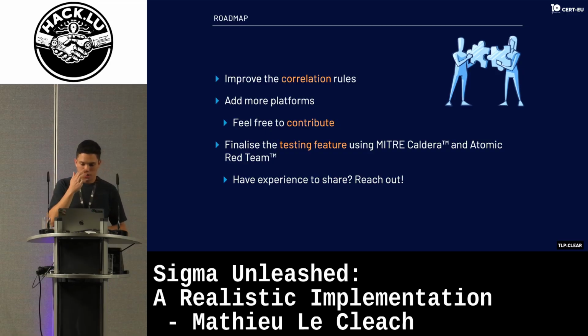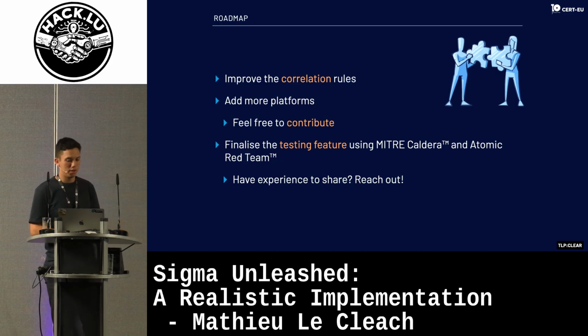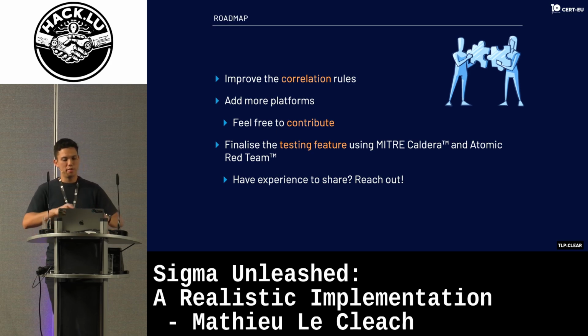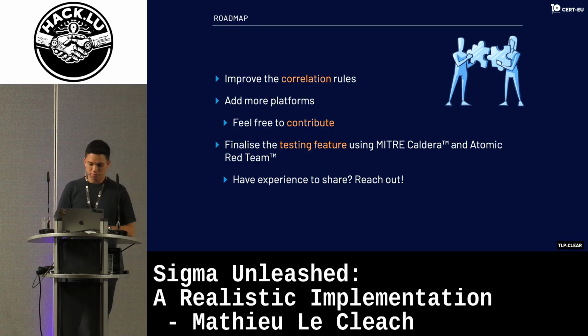Since the launch, we have already some contribution, but we still need to improve the correlation of the rules, because Sigma has introduced a new engine for the correlation of the rules. Droid needs to better handle the rules if the log sources are different. We need to handle that better. That's still ongoing, and we want to add more platforms. If you want to have a platform on Droid, well, just contribute and make a PR.